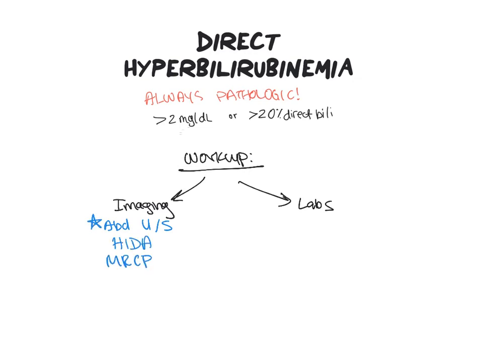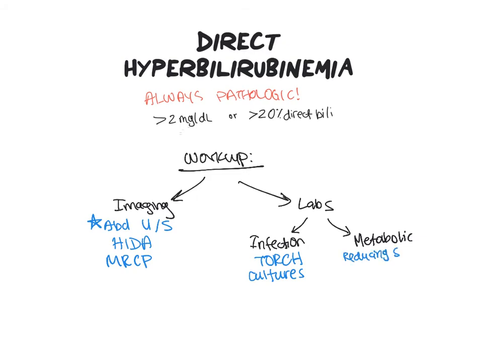As far as lab studies go, two big categories that you want to think about are going to be infectious, especially TORCH infections or bacteremia, like a neonatal infection causing a problem. And so you can think about specific studies for that, or think about inborn problems with metabolism. So consider checking reducing sugars, or things that would make you think that this infant is having problems processing through the liver.